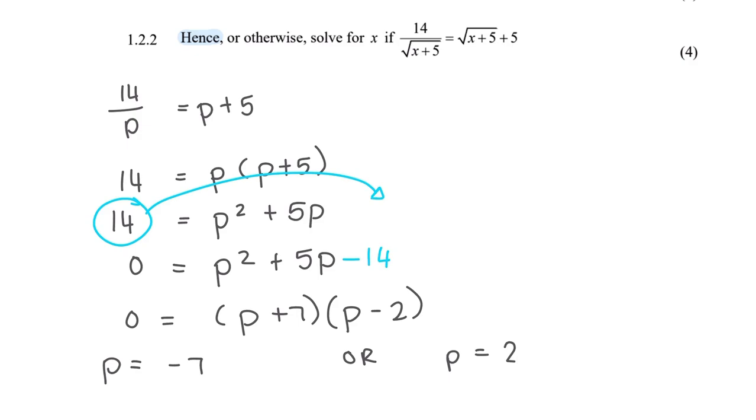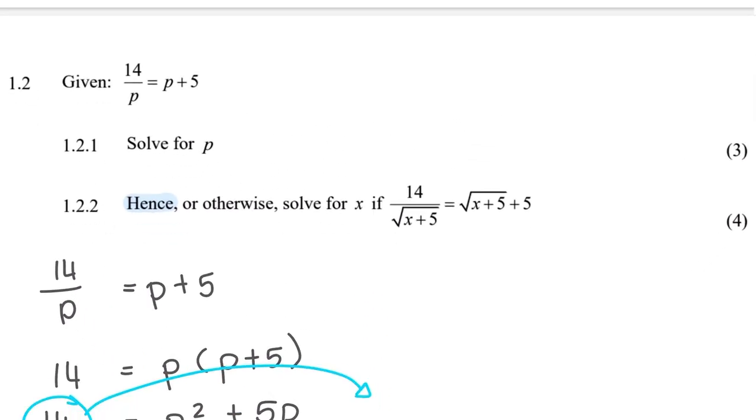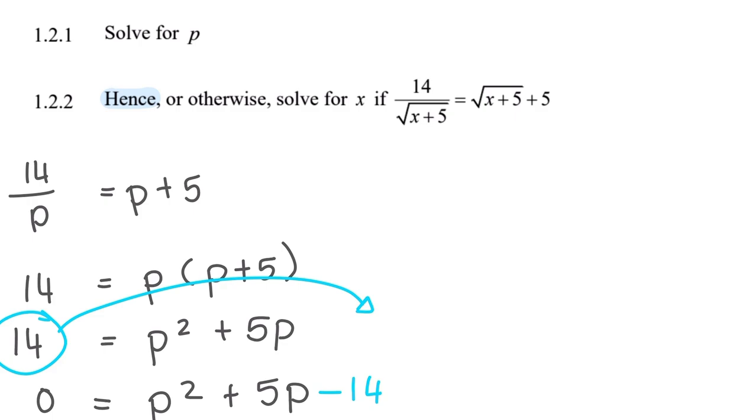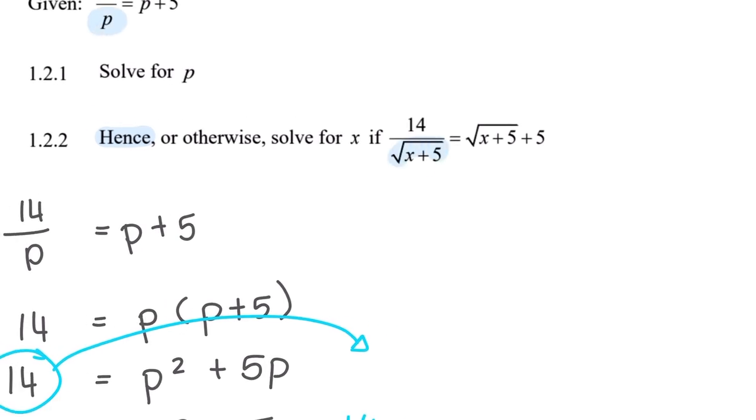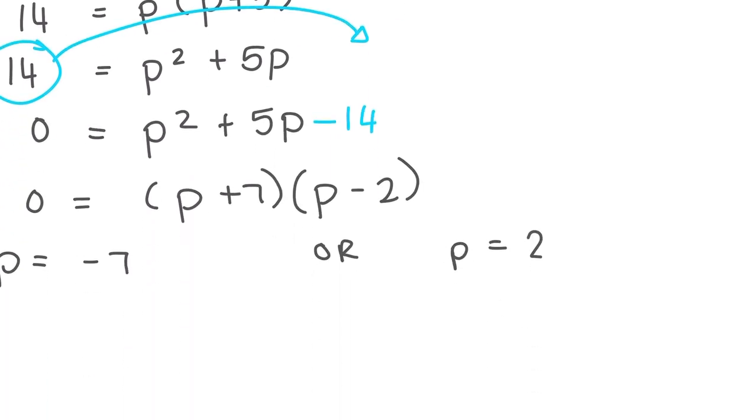But now, when it comes to 1.2.2, where it says hence or otherwise solve for x if 14 over the root of x plus 5 is equal to the root of x plus 5, plus 5. Now, you just have to pay very careful attention here. Do you see that from our given, they've replaced p with the root of x plus 5, which means that p is equal to the root of x plus 5. So whatever value I got for p, I can make it equal to the root of x plus 5. So that's what we're going to do for part 2.